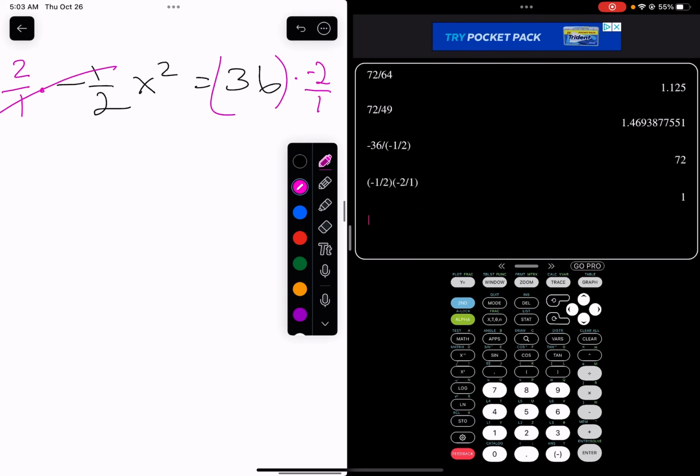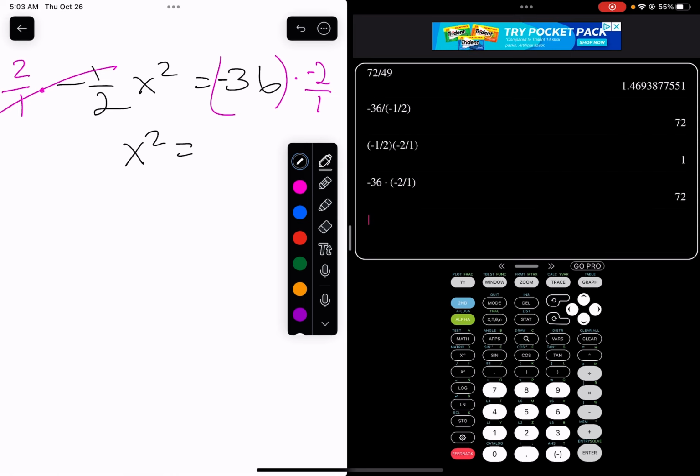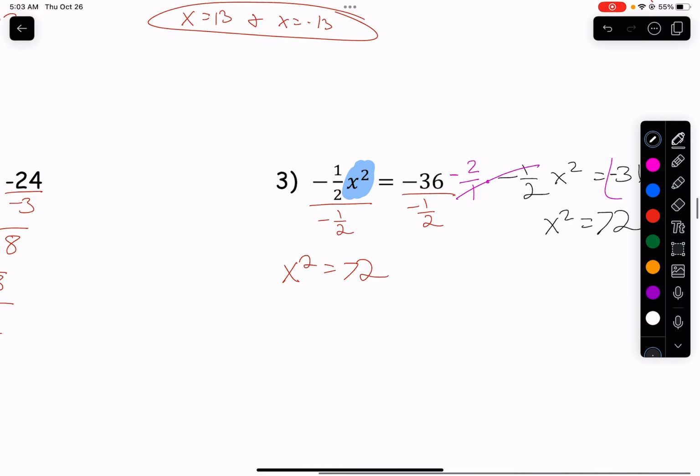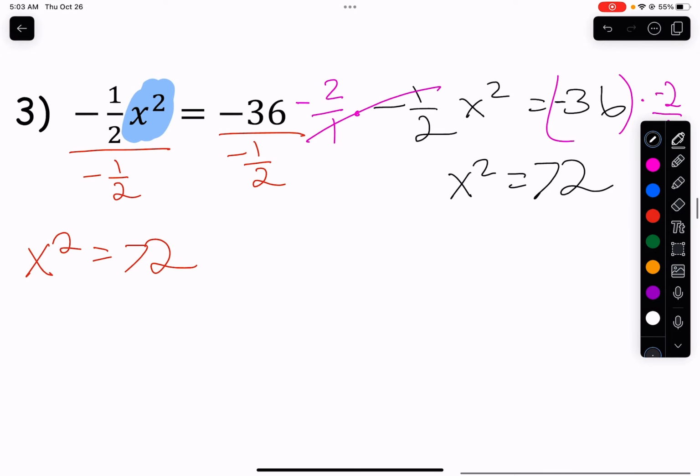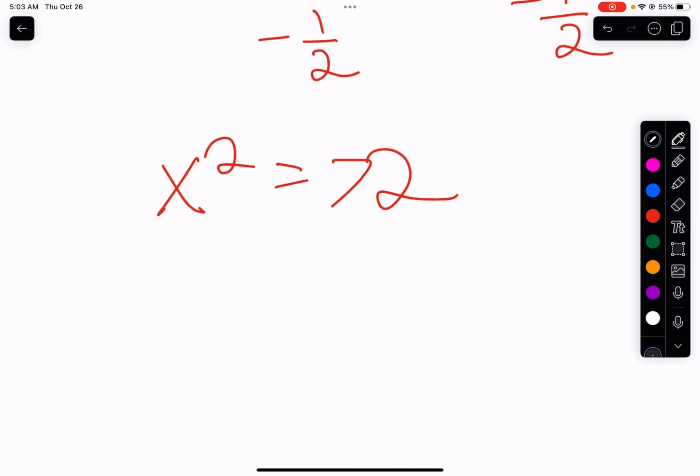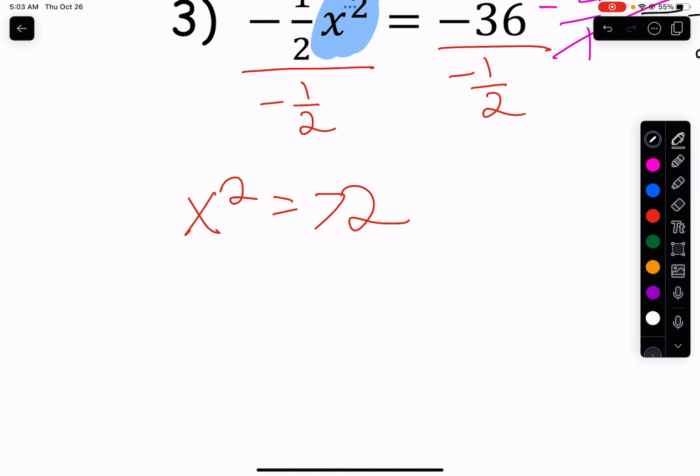Oh, this is a -36. So again, we would end up with x squared equals, and then I would do my -36 times -2 over 1, and I get 72. So whichever way you like better, feel free to use. But from here, it's going to be the same way to solve, no matter which way you isolated the x squared. So go ahead and solve this.